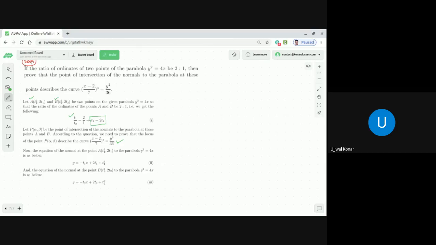Now, we know one thing, dear students, the equation of the normal to the parabola at a particular parametric point (t1 square, 2t1) is given by this equation. You need to go to the formula sheet to remember this and to apply this. Similarly, for the other point (t2 square, 2t2), the equation of the normal at the point of the parabola y square equal to 4ax should be y equal to minus t2 x plus 2 t2 plus t2 cube. So these are the two equations we got.